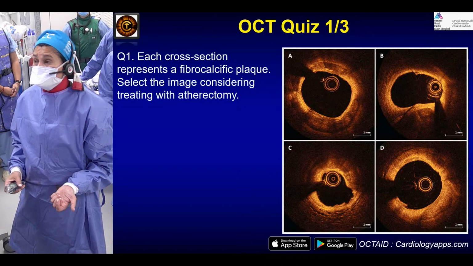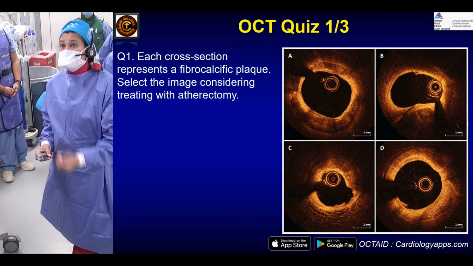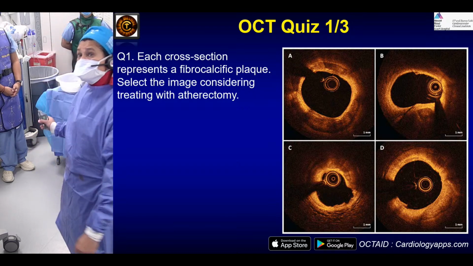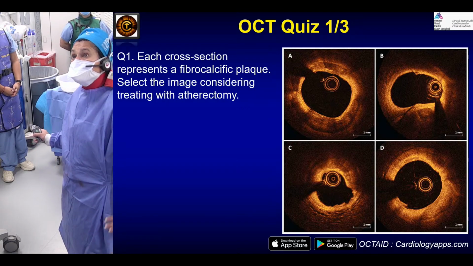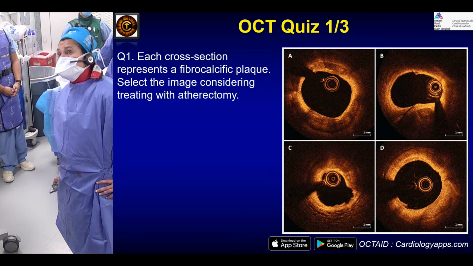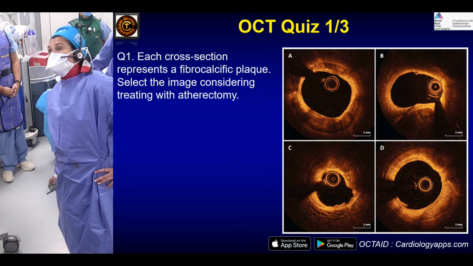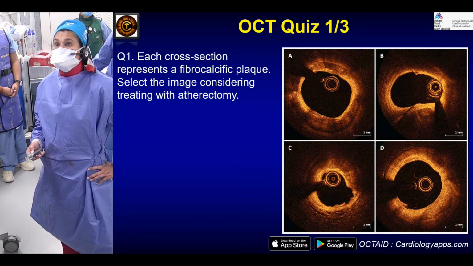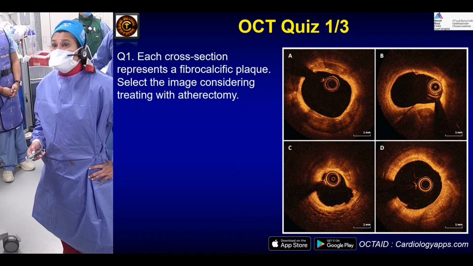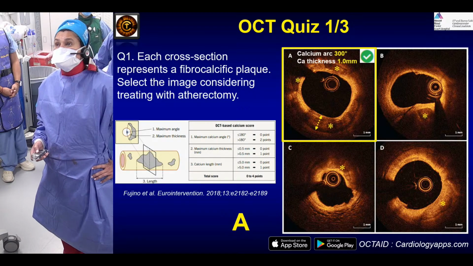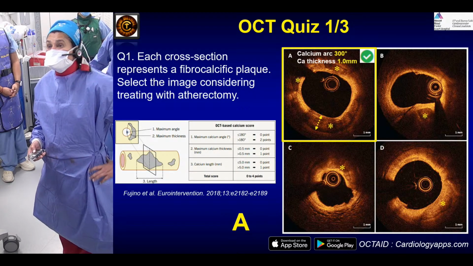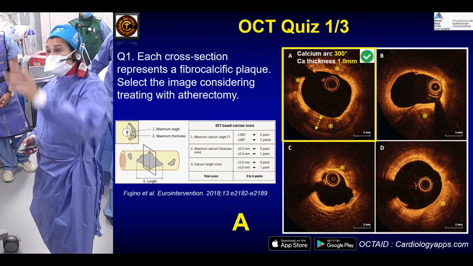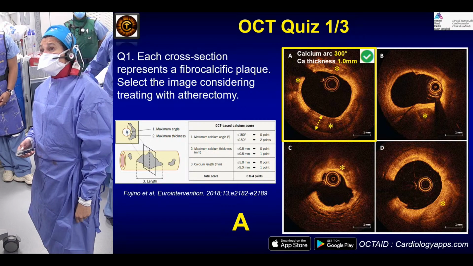So lastly, we are going through 3 quizzes. Each cross section represents a fibrocalcific plaque. Select the image considering treating with atherectomy. My fellows here, what is A, B, which vessel do we think we should do atherectomy? Where do you see calcium? Good. So you see that 5, right? Our rule of five works there, and look at the thickness, the calcium, and the arc.